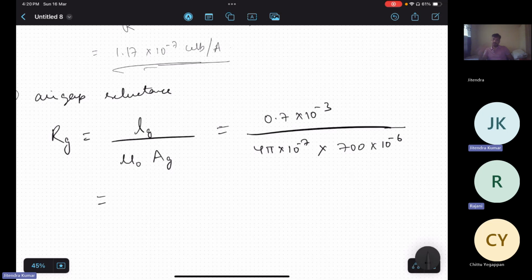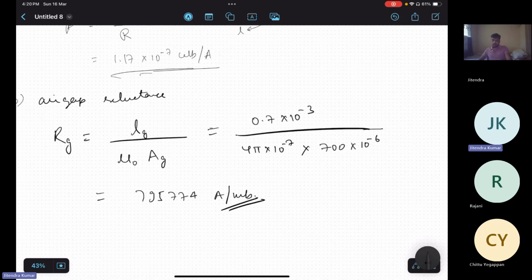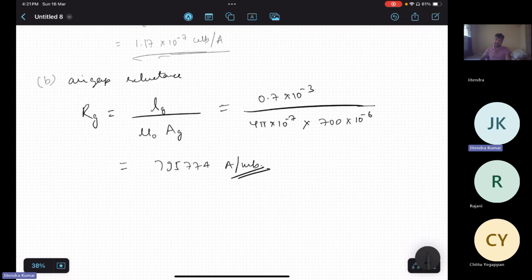795,774 is coming. 795.774 into 10 power 3 ampere per Weber. Okay, that's correct. Chittu, are you also getting the same value? Yes, sir. Okay, great. So now we have calculated air gap reluctance as well. So can we calculate air gap flux then?